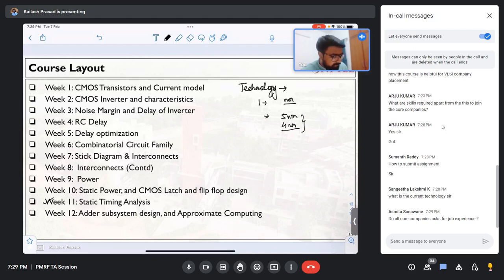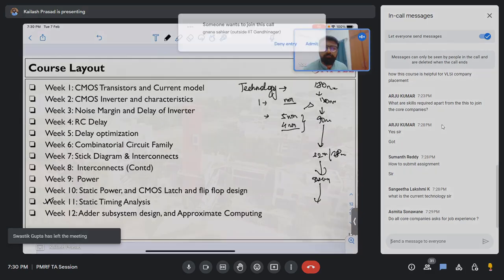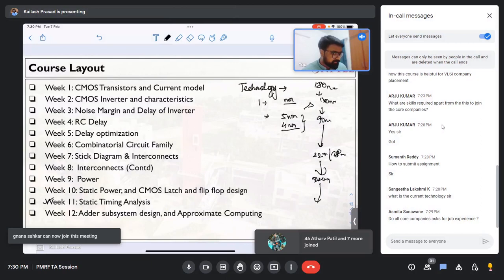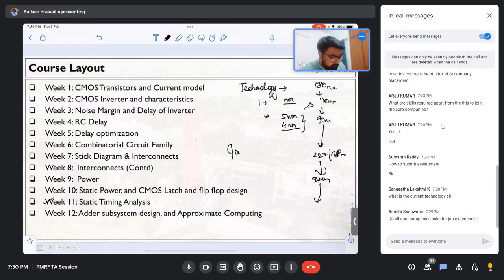Earlier the technology was 180 nanometer, then 130 nanometer, then 90 nanometer, and then it went to 32/28 nanometer, then 22 nanometer. And it has been reduced to 5 to 4 nanometer. What do you mean by all this nanometer? Earlier, before say 45 nanometer, this nanometer was actually the gate length, the gate length of the MOSFET transistor you talk about.